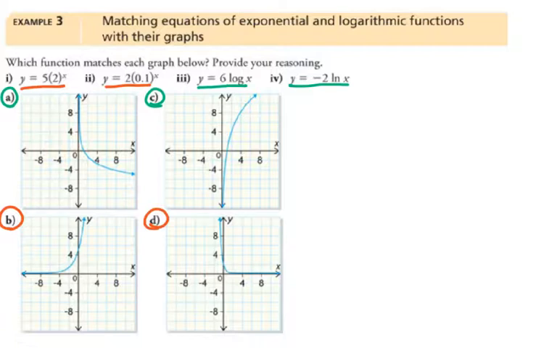If we deal with log functions, we can see that C, as it moves up from left to right, would mean that we have a standard log function and that our A value must be positive. Looking at our equations, III has a positive 6 value for A, so that one would match up with C.